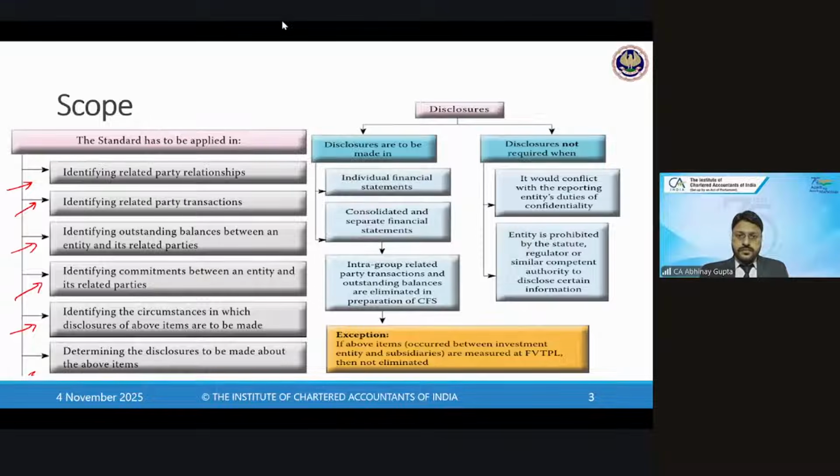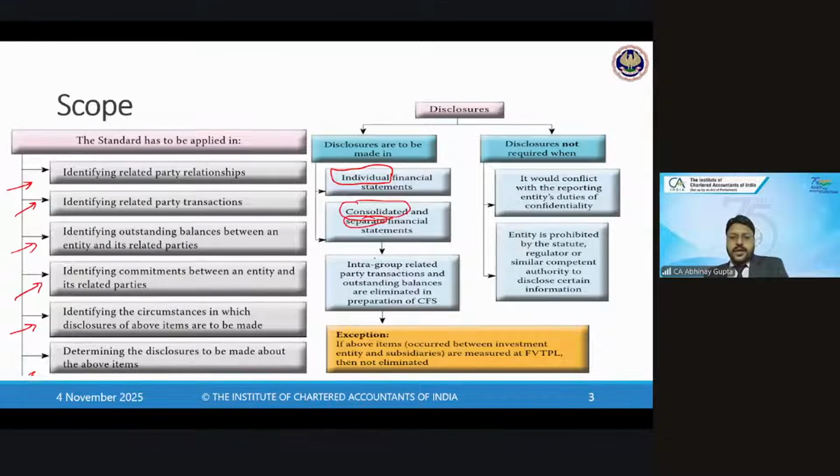I think, sir, in both, in standalone and consolidated. Right. So the standard says disclosures are to be made in the individual financial statements, that is, the companies preparing their own standalone financial statements. And if the company is also preparing the consolidated, then in both the consolidated and separate financial statements, right?